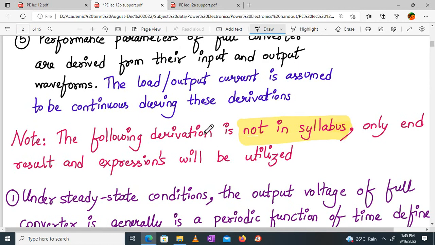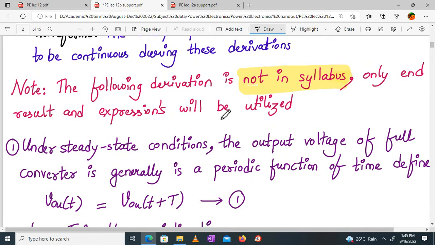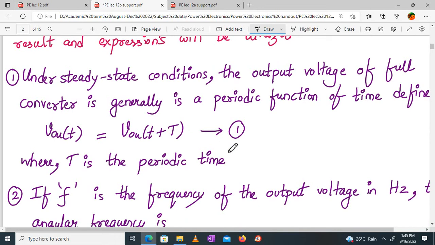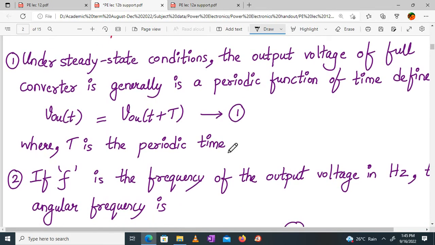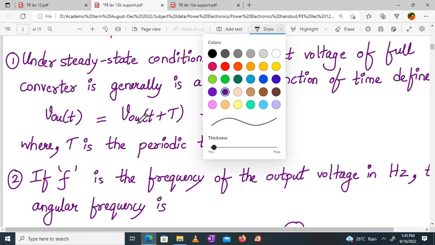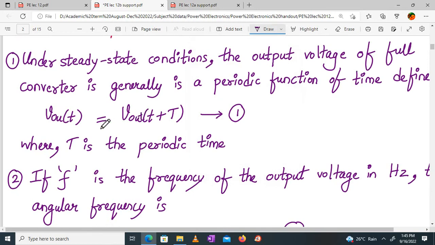One assumption, load and output current is assumed to be continuous. Now this is written there, very important. The following derivations are not in syllabus, which are marked in purple color. Whatever I have written in purple color is not in your syllabus. Only the end result and expressions will be utilized. So I will be doing it very quickly. Okay? So we are assuming under steady state conditions, my output voltage is normally a periodic function, right? What is a periodic function? Yeah, so mathematically, how do you write it?